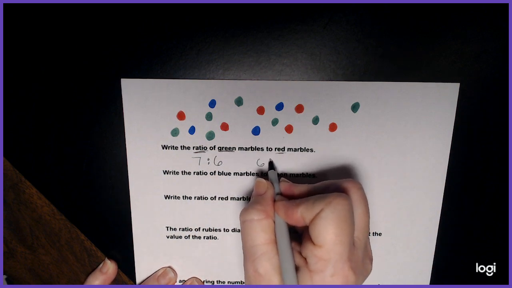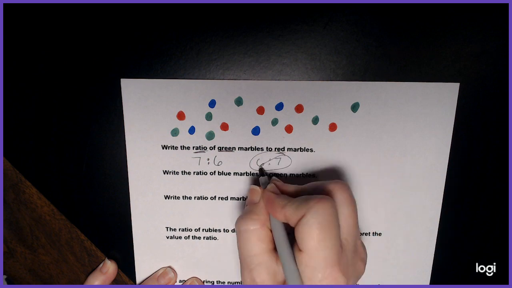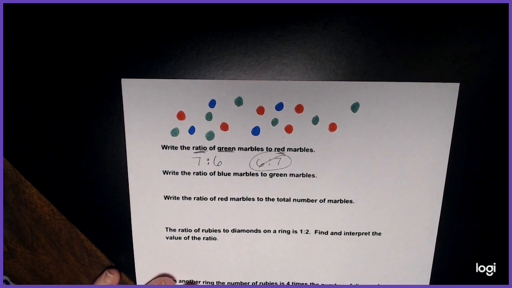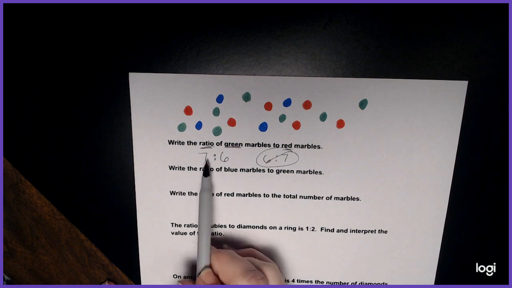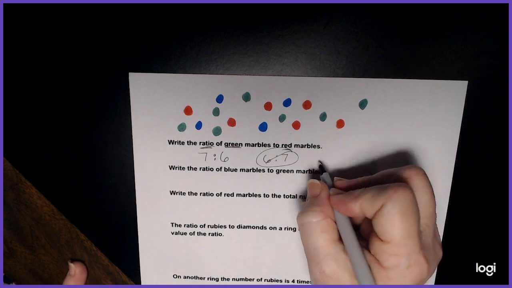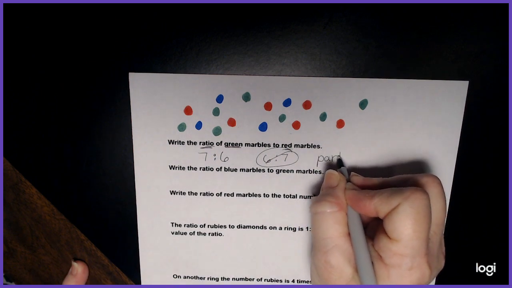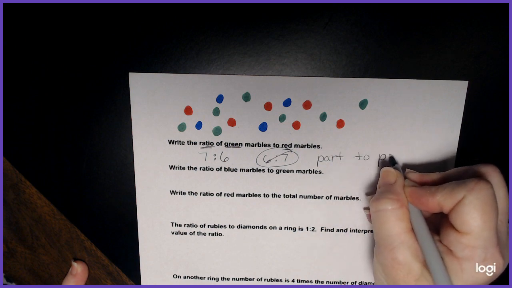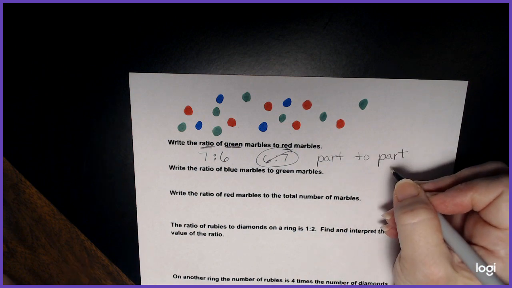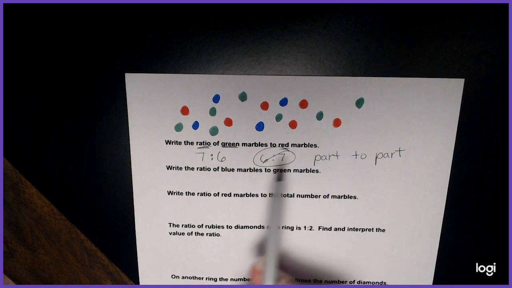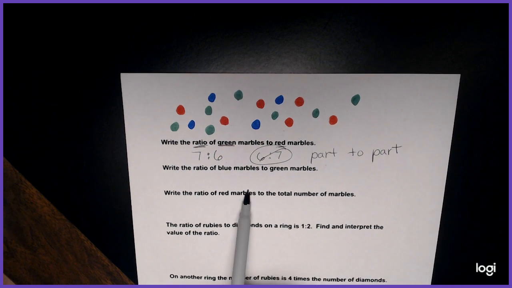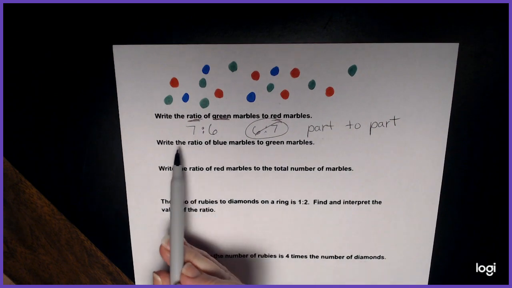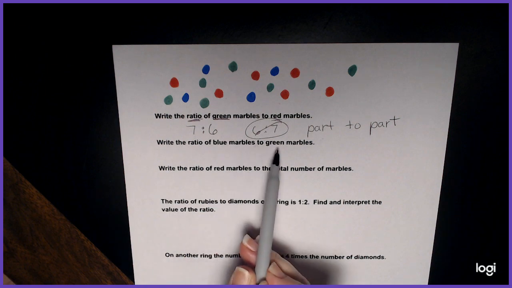If you would put it like this, it would have been wrong. Okay. All right. Well, let's look at this one. This is considered a part-to-part ratio. So let's go ahead and put here part to part in our little notes here, because part of the group is green and part of the group is red. All right. Our next one says, write the ratio of blue marbles to green marbles.